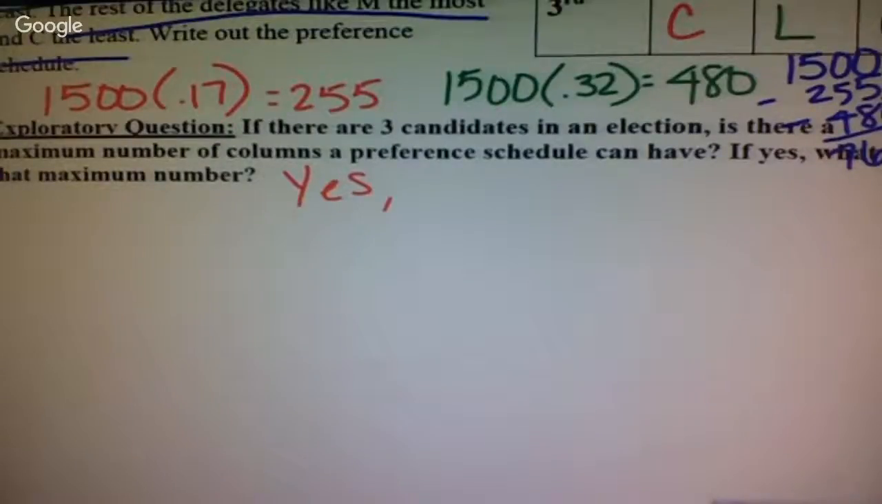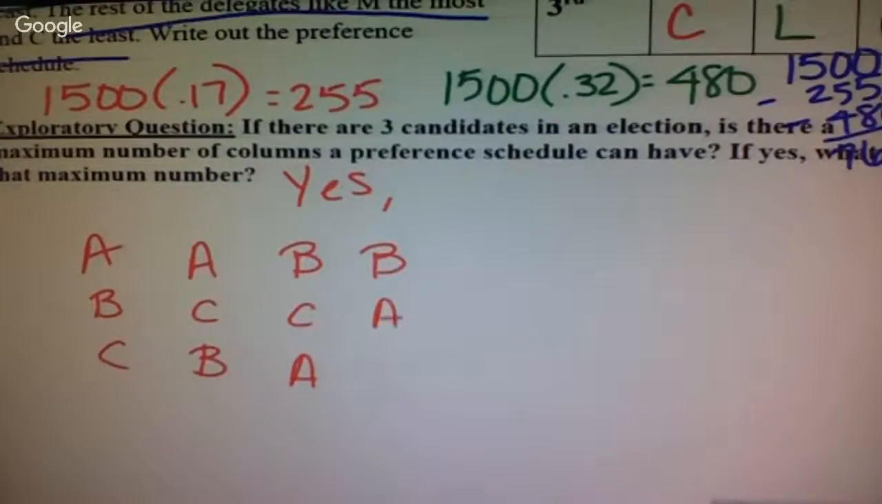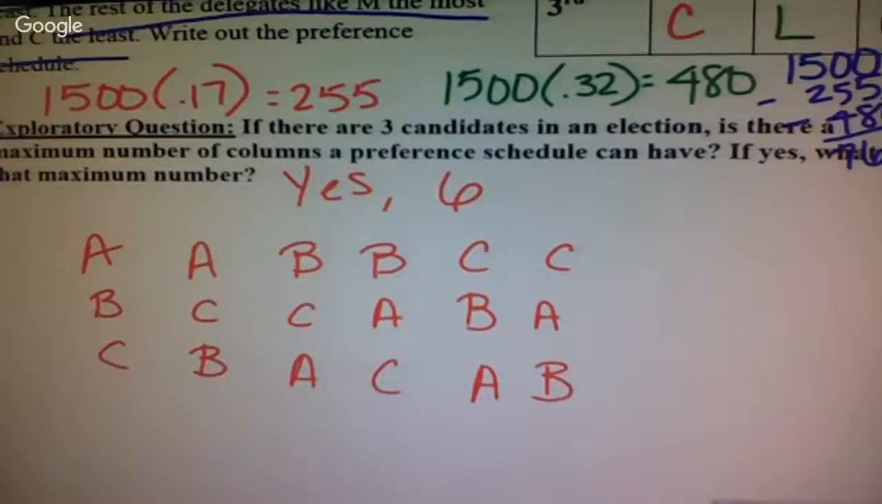So if I have 3 candidates, one of my columns could be ABC. What else could I have? ACB. BCA. BAC. CBA. And CAB. Is there any more combinations I can have? No. So there's a total of 6.